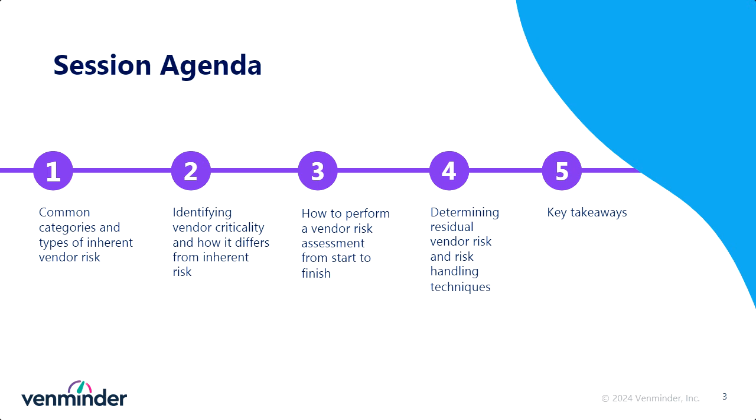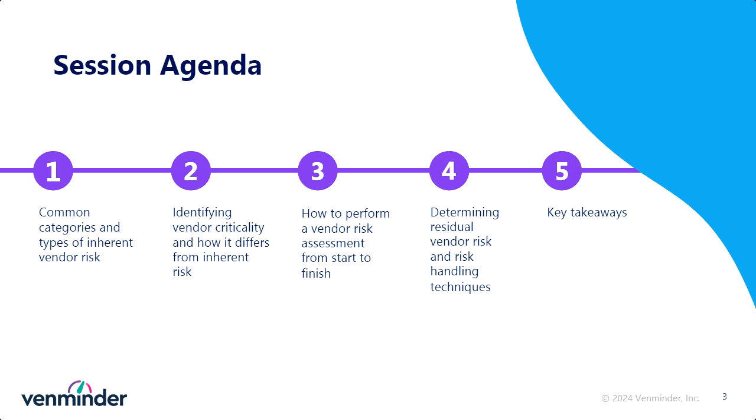As many of us know, assessing vendor risk is one of the most fundamental elements of third-party risk management. So I'm glad to have the opportunity to do a deeper dive on this topic and talk about the main points you see here on the agenda. I'll start off with some of the basics like common categories and types of vendor risk, along with some real-world examples. I'm also going to give a brief overview of vendor criticality and walk through the steps of how to perform a vendor risk assessment, which includes determining residual risk.